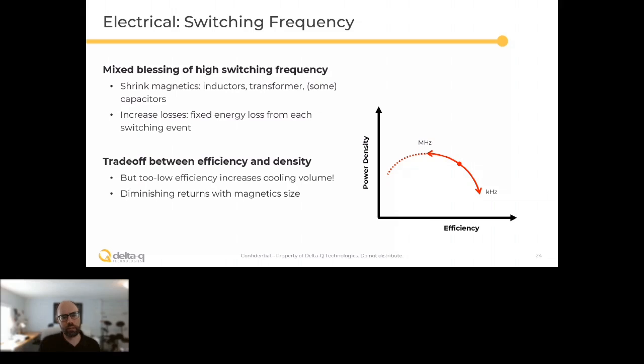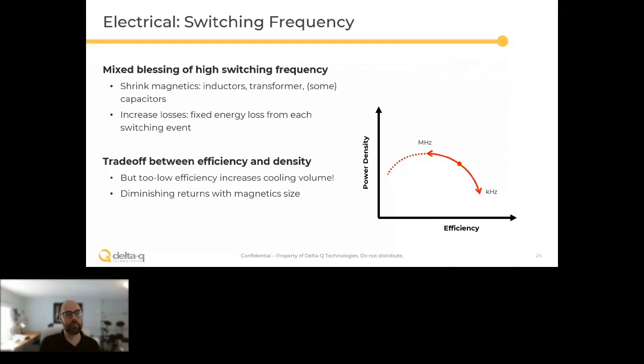And if you push too far into high switching frequency, even the density can start to plateau or even decrease again, because those losses as they increase can lead to increased cooling volume, larger heat sinks. And there are also diminishing returns. Sometimes that transformer past a certain point doesn't get smaller, it just gets more expensive.